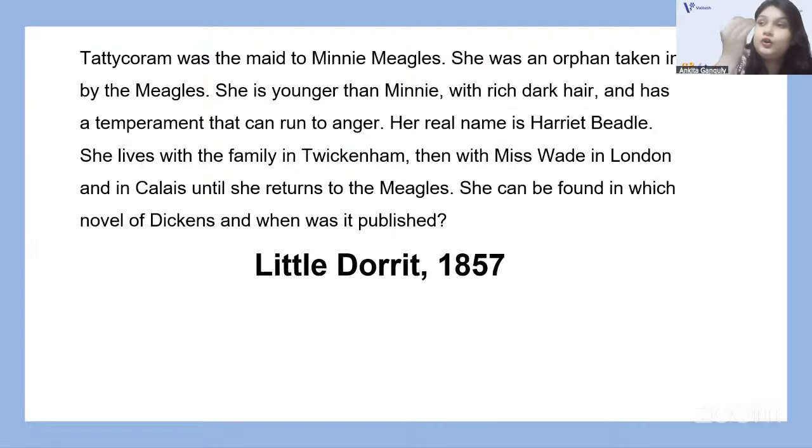If you just know the chronology of the books, you can arrange the characters easily in the correct chronological manner.